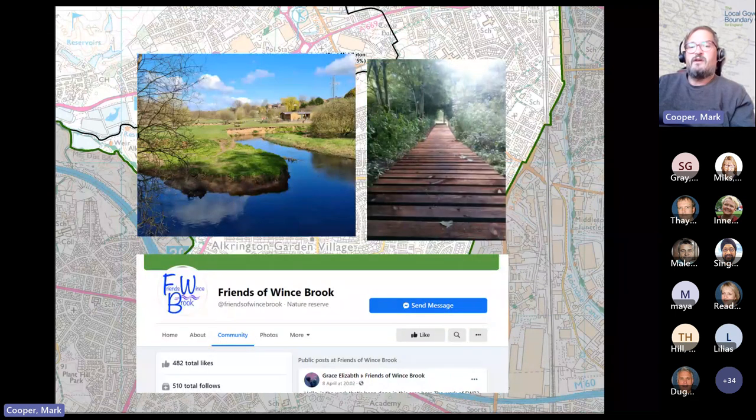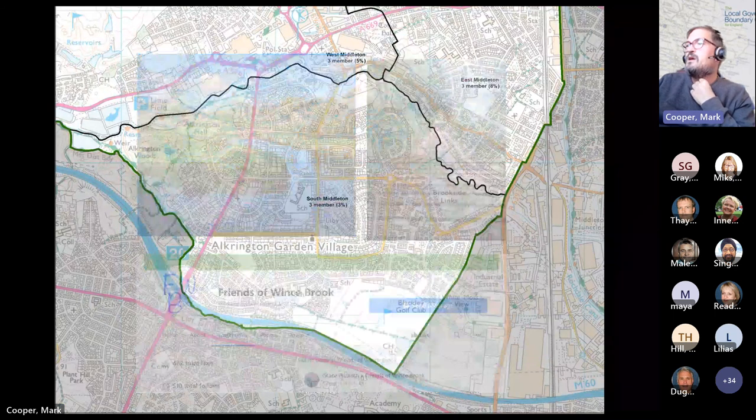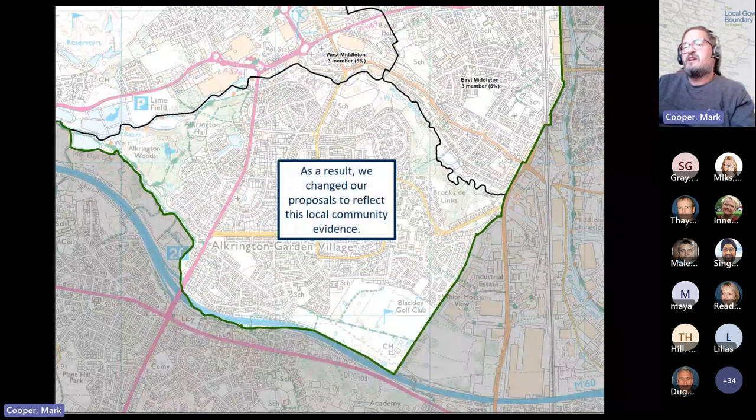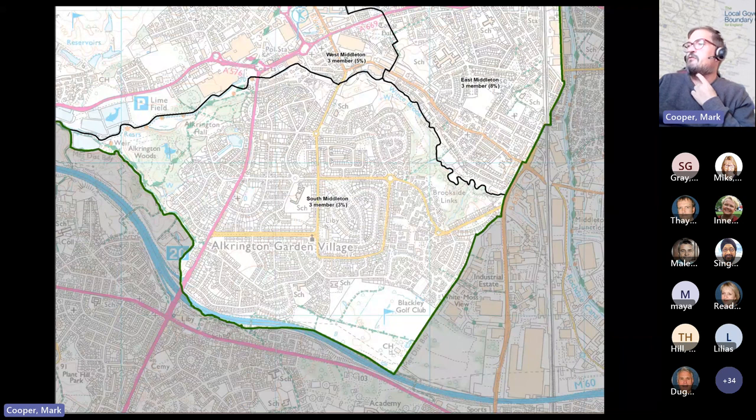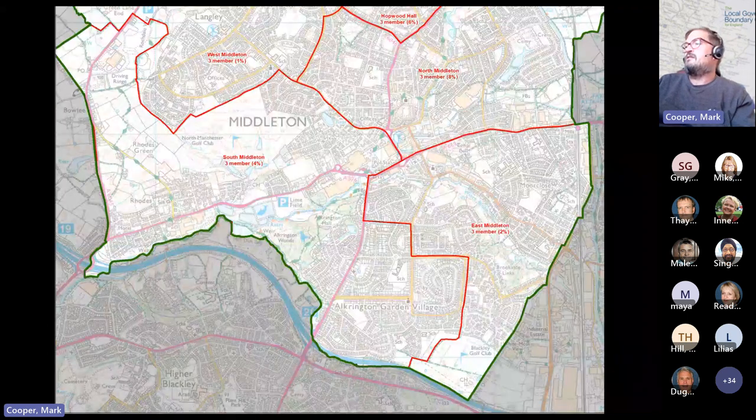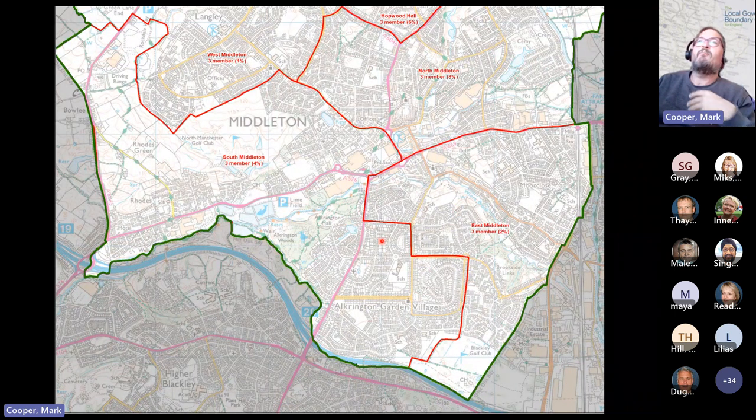You can see here a few examples of the kind of things we were told, with pictures of the nature reserve in question, an online community that's dedicated to the preservation of the nature reserve. And as a result, we were persuaded to change our draft recommendations to make sure we weren't splitting community in our warding proposals. And you can see the revised changes now. So these nature reserves are now wholly contained within wards. That's just one example of the kind of community evidence that we're looking to receive in terms of drawing up a set of recommendations for Coventry.